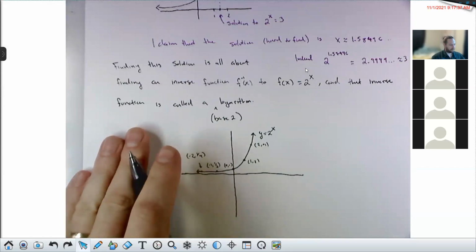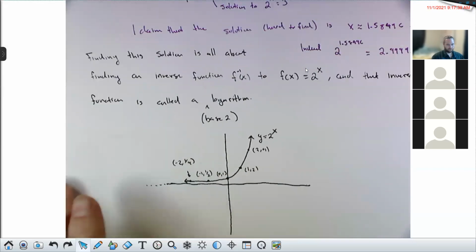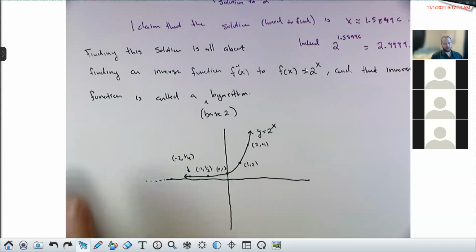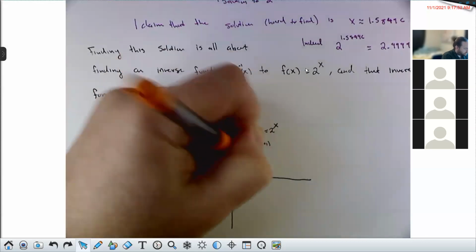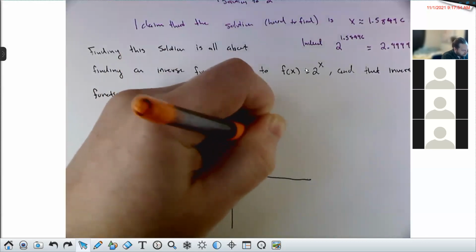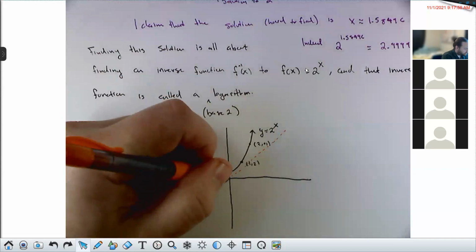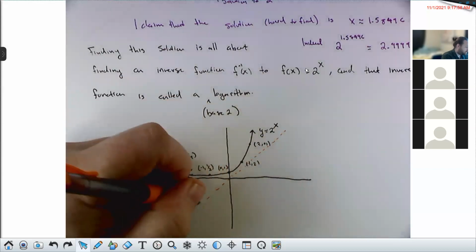Here's the graph of 2 to the x again with a few extra things labeled. You remember how to sketch the graph of an inverse function from the graph of the original. You take the original and you reflect everything neatly over the line y equals x. Because that's what the inverse does, it swaps all the x's and y's.